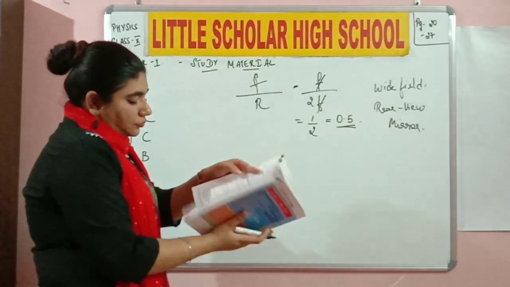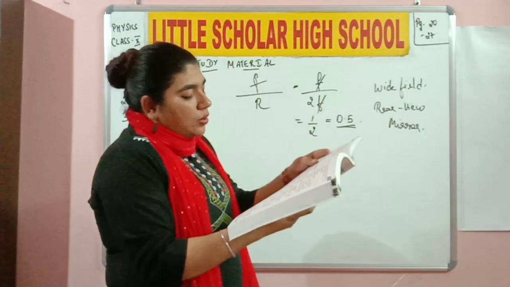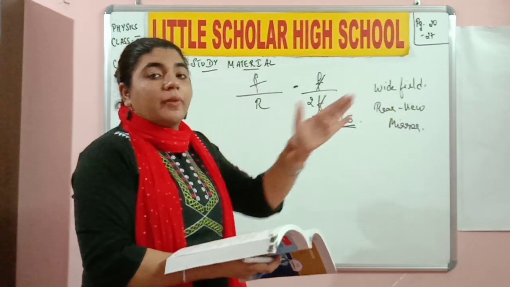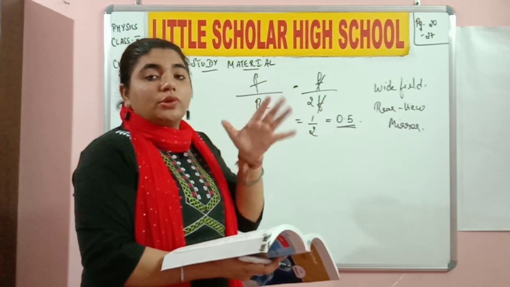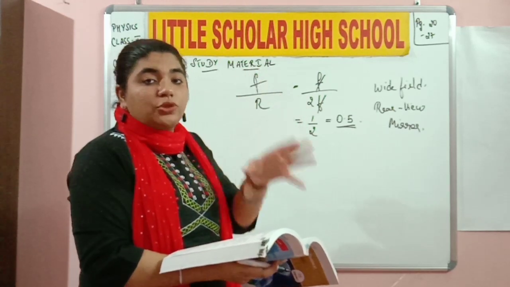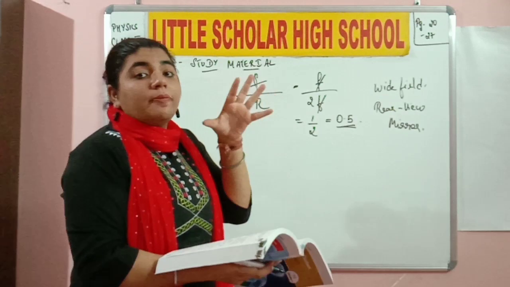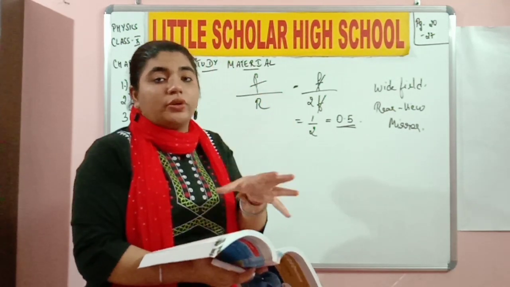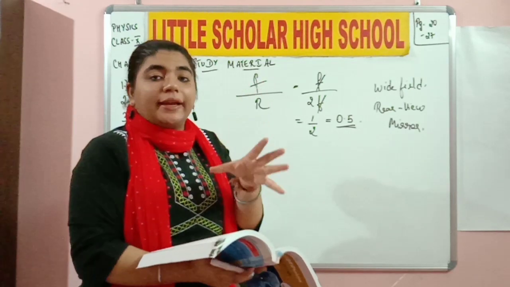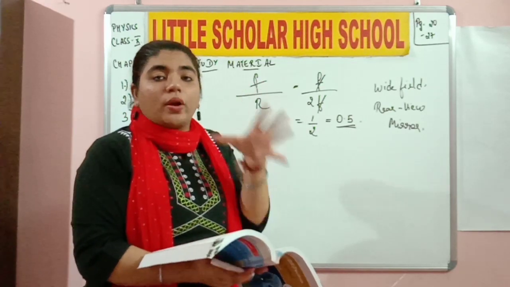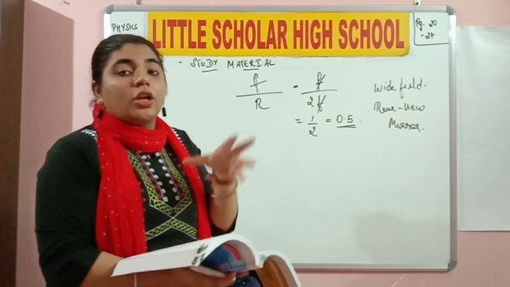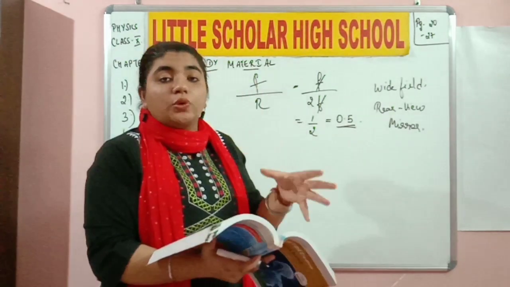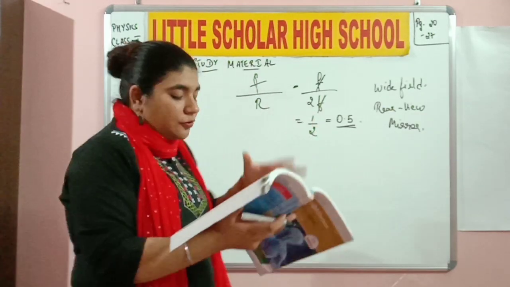Sixth one. A real and inverted image of the same size. Same size, always please print it in your mind. Same size is always going to happen when you are going to place the object at the center of curvature. On page number 17 in your textbook, you are going to learn the table thoroughly. It is going to explain where you are going to place the object and what kind of images are going to be formed. So same size, whenever you see this keyword, the answer is always going to be that the object is placed at the center of curvature.